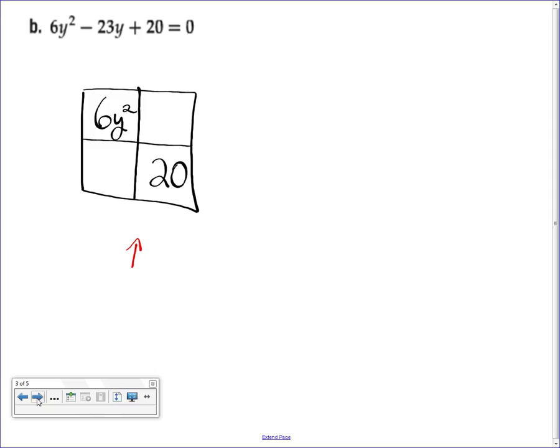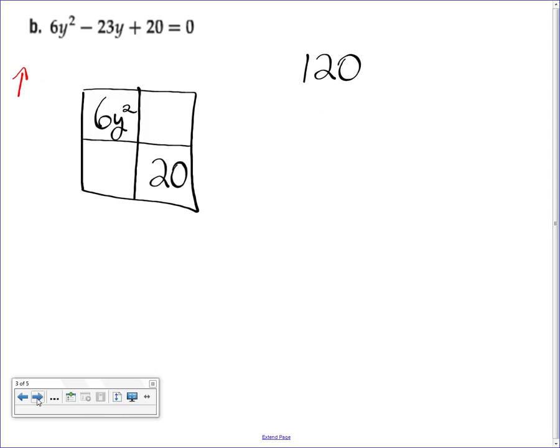Okay, next thing that we want to do is multiply this coefficient times this number, and 6 times 20 is 120. If you recall from yesterday, we need to think of two numbers which multiply to give us 120, and they add to give us a negative 23. So obviously, the two numbers that we use are going to have to be negative if they're going to add to give us a negative, while multiplying to give us a positive.